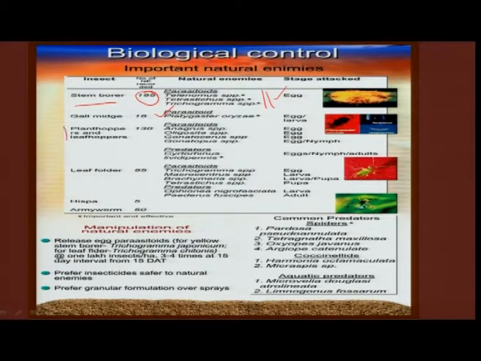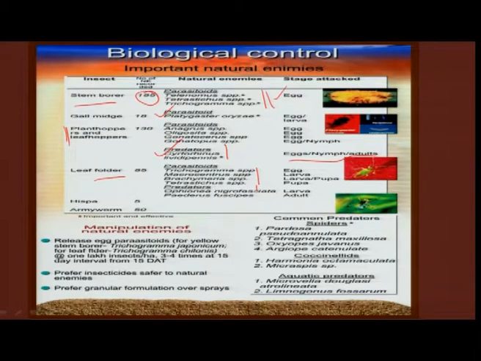For plant hoppers and leaf hoppers, there are a lot of parasitoids, and particularly a predatory bug, Cyrtorhinus lividipennis, plays a major key role in reducing the population, because this predator predates on eggs, nymphs and adults, that means all stages of the brown plant hopper. Similarly, leaf folder has a lot of parasitoids and predators.